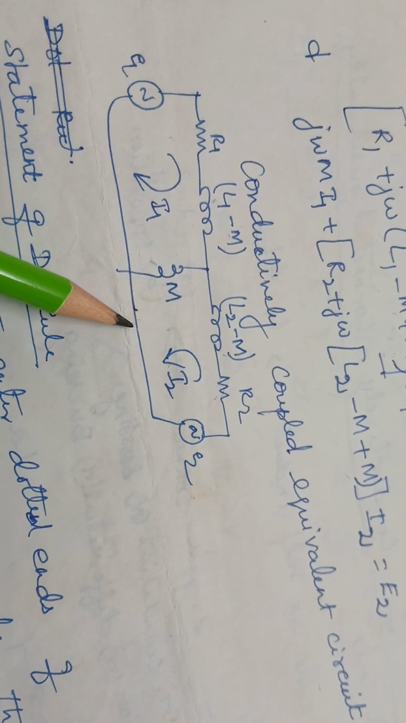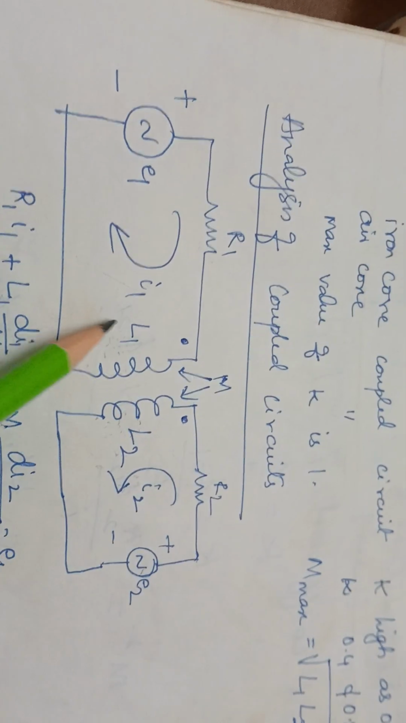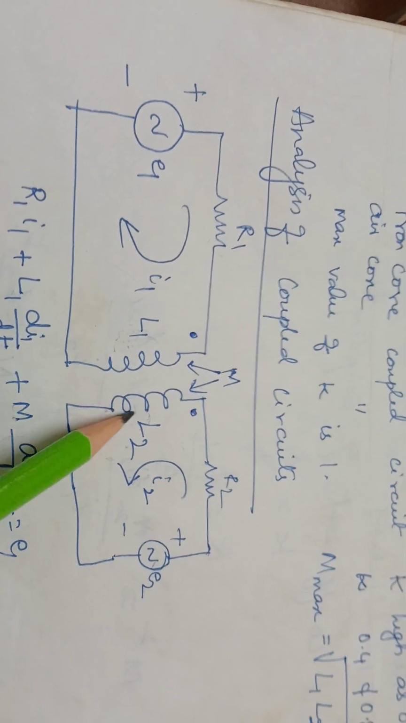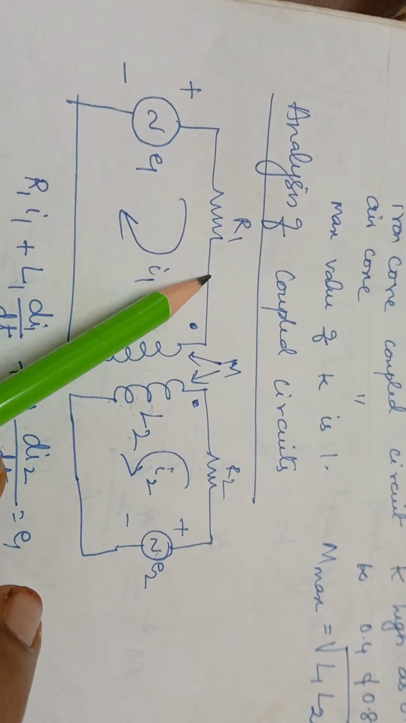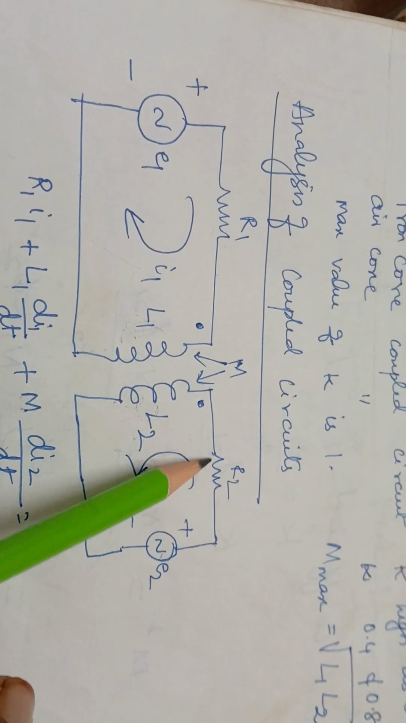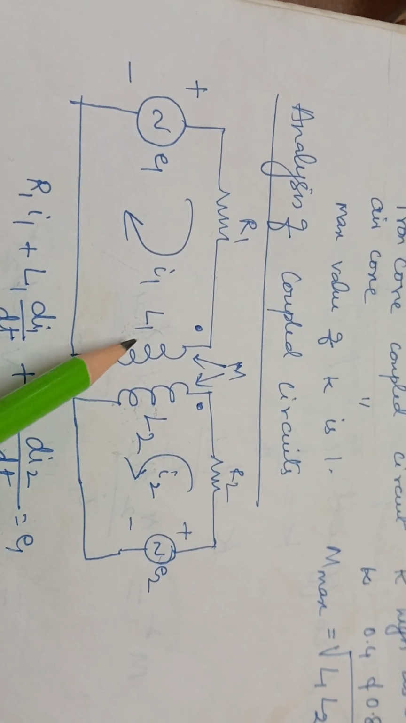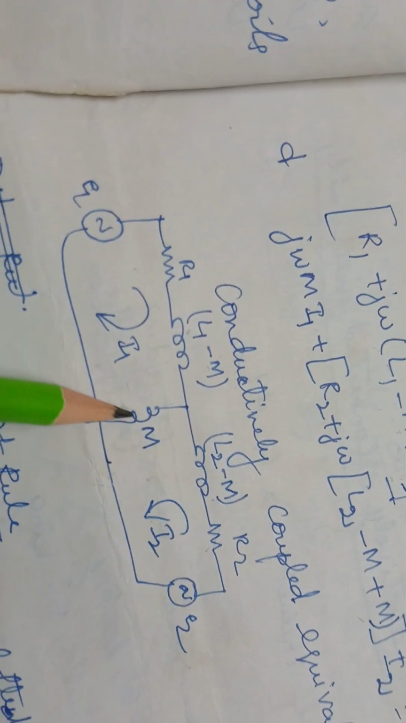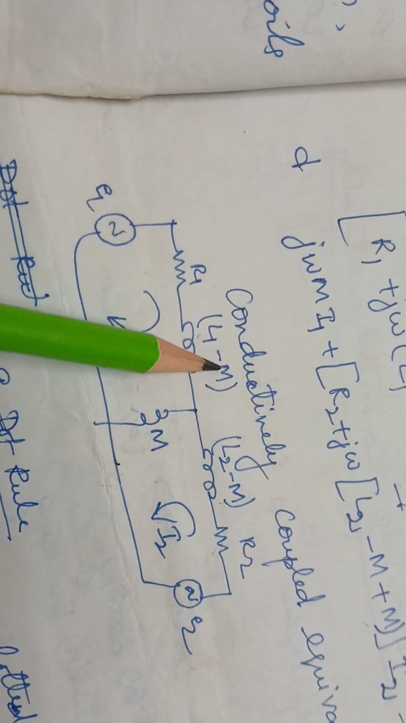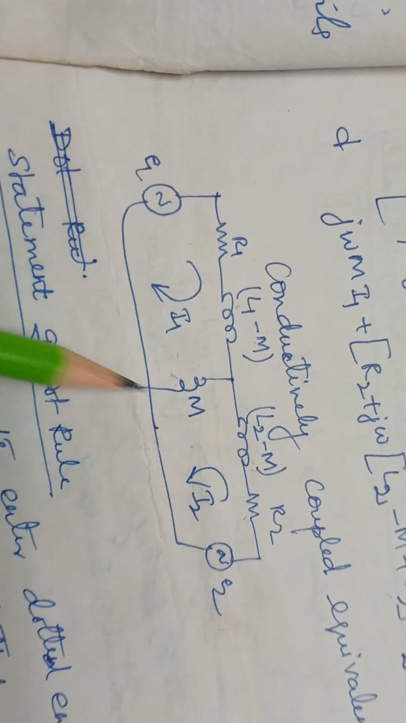Extra, we are going to join this. Separately we will write it as L1, here also L1, and here M will be included. We will be subtracting: L1 minus M, here L2 minus M.